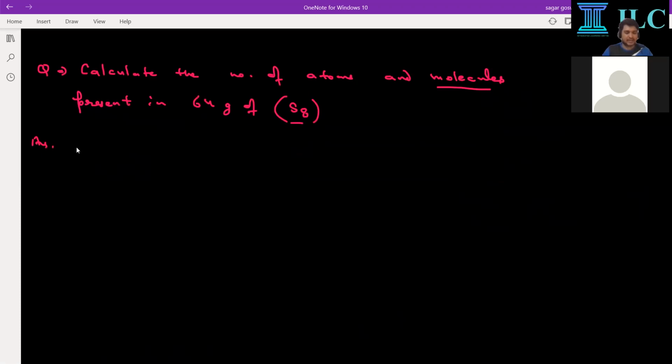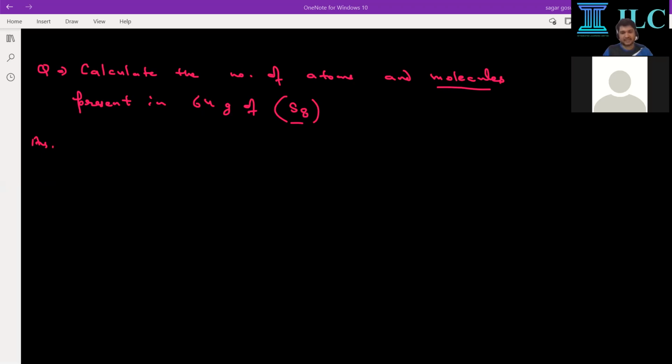Okay. So one sulfur weight is how much? Do you have any idea? I showed you the table, if you remember. 32. Are you sure? 32. Yeah, you are completely right. It is 32.